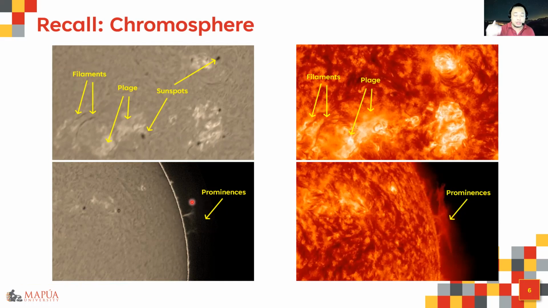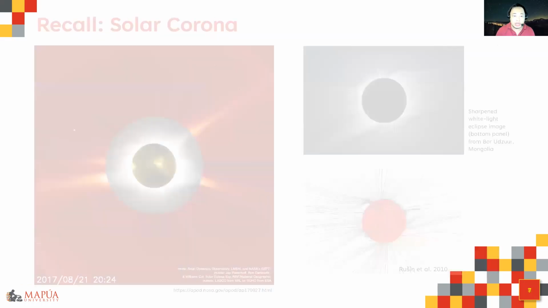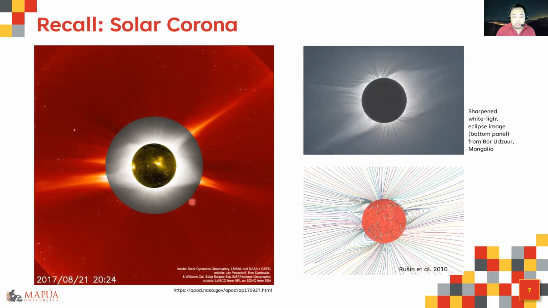Going above the transition zone, we can see the solar corona. This is the outermost region of the solar atmosphere just before hitting interplanetary space. The solar corona is the interface between the solar atmosphere and interplanetary space, where solar wind interactions become more dominant.